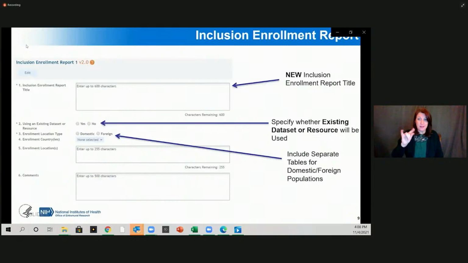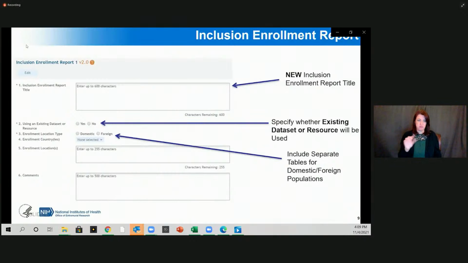And then you indicate whether or not you're using an existing data set or resource. Because NIH takes all of your data and aggregates them, reports them to Congress each year, it's important to us that you answer this question correctly so that our data aren't skewed. And you can find more information on our website about existing data set or resource, but in a nutshell, for example, if you're using existing samples and you know what that's going to look like at the time of application, then you indicate that you'll be using an existing data set or resource.